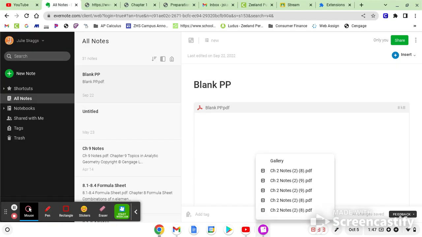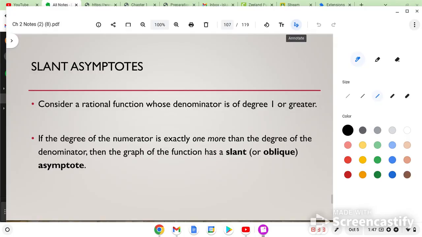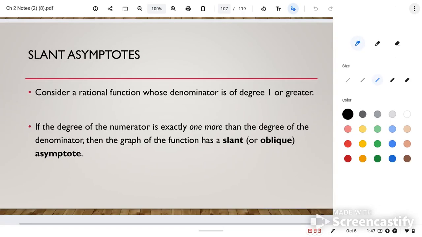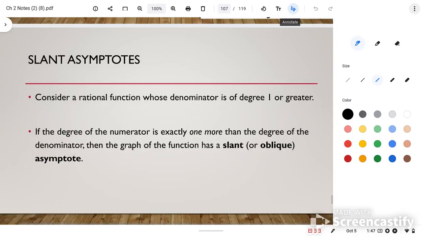All right. So then when we get to our slant asymptotes for the end behavior, if you don't have a horizontal asymptote at the end, you're going to potentially have a slant asymptote. And that's going to happen when the degree of the numerator is exactly one more than the degree of the denominator.